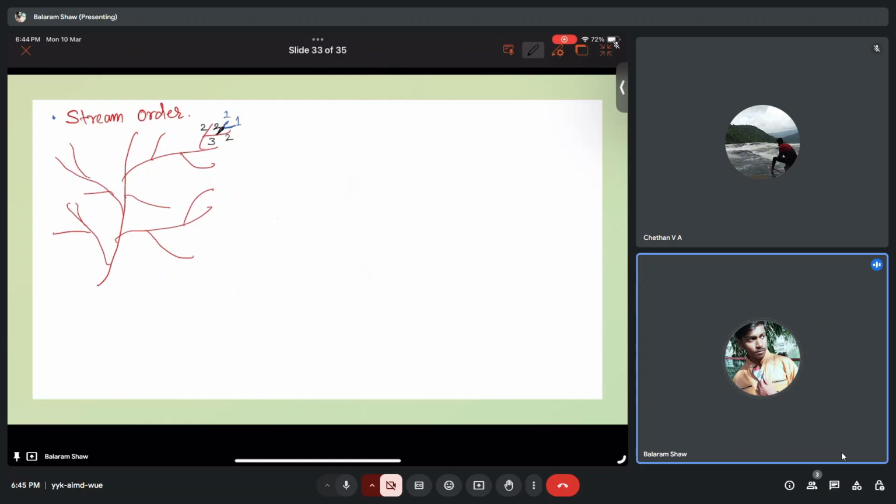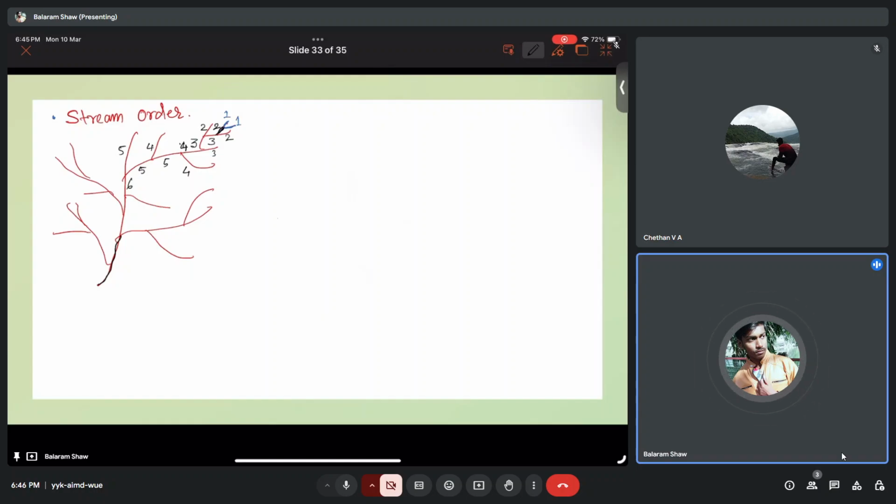Now if both these streams join and a new stream is forming, it will have the higher stream order, because it will have the contribution of both the streams. Now again you see 3, and if this is also 3, then this one will become 4. And then again two 4s are there, it will become 5. If this is also 5, then this becomes 6. So the stream which is at last coming to the outlet will have the highest stream order, correct?